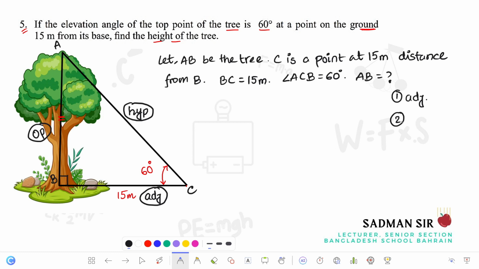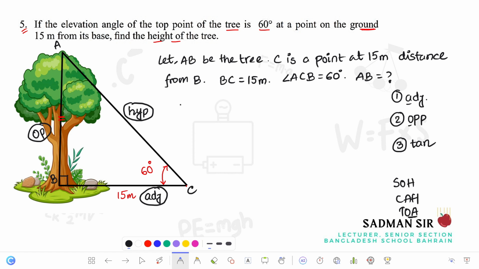Number 2: what do we have to find out? We need to find the height of the tree, and that is the opposite here. The third question is: which trigonometric ratio can we form using these 2, adjacent and opposite? You can see that opposite and adjacent are available here, so we will use tan theta. Whatever I wrote here is just for your understanding. You don't have to write this in the exam paper.